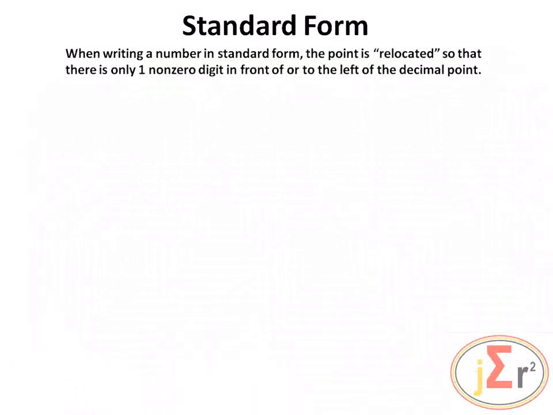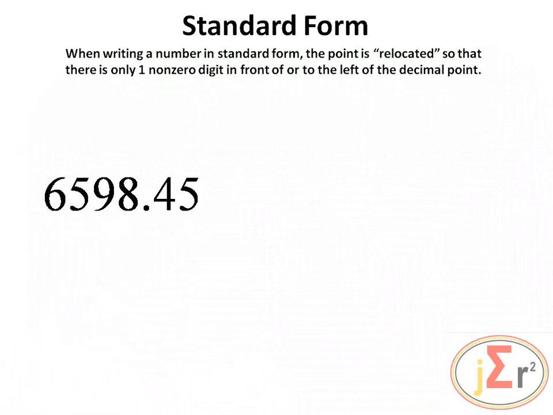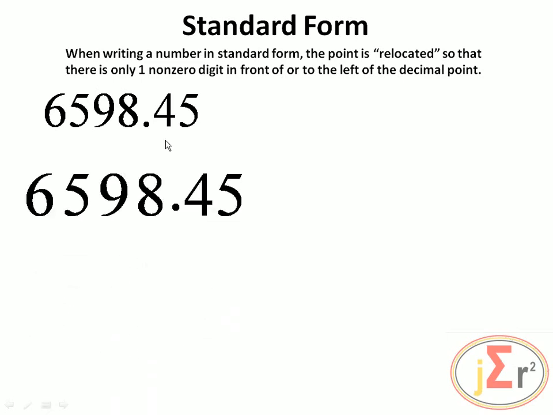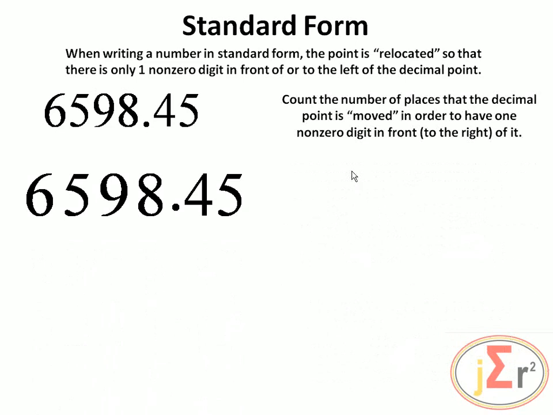When writing a number in standard form, the point is relocated so that there is only one non-zero digit in front or to the left of the decimal point. Now, we are going to write this in standard form, so this point is going to come so that only 6 is to the left of the decimal point. So what do we say? Count the number of places that the decimal point is moved in order to have one non-zero digit in front or to the left of the decimal point.